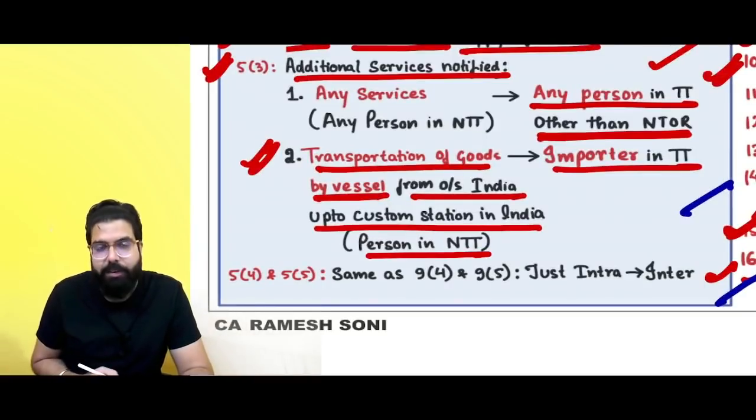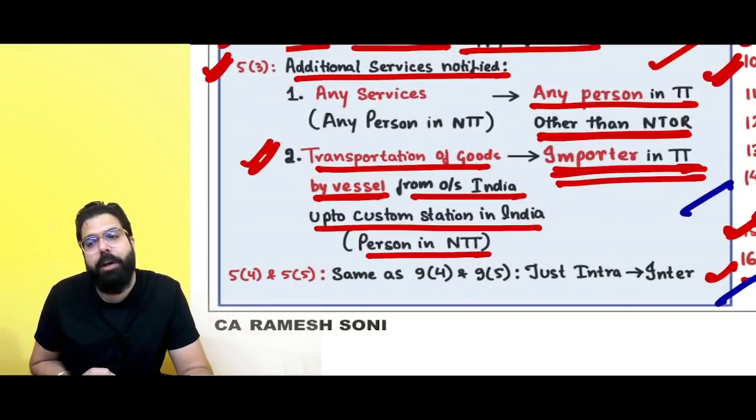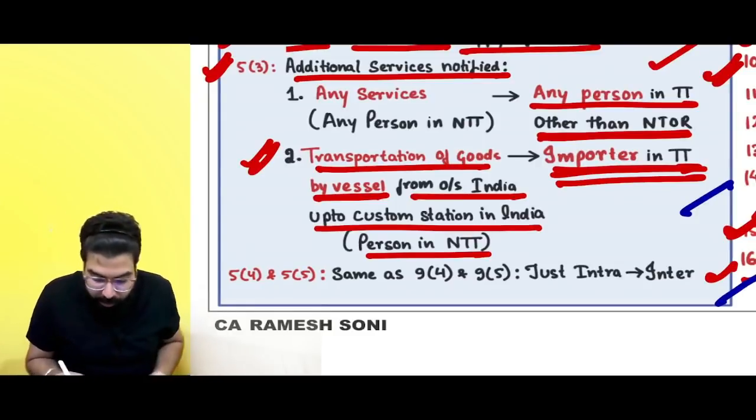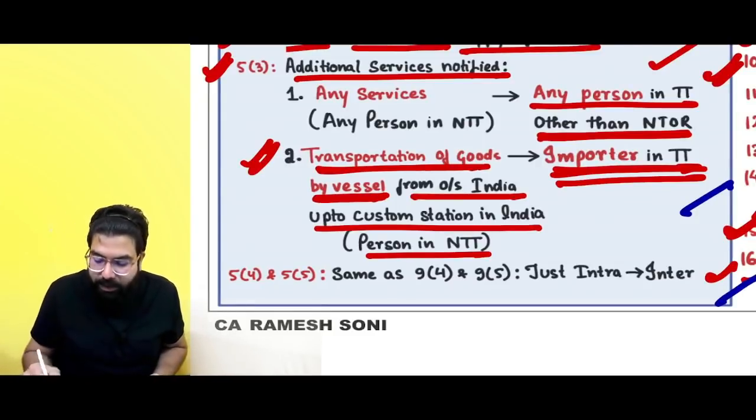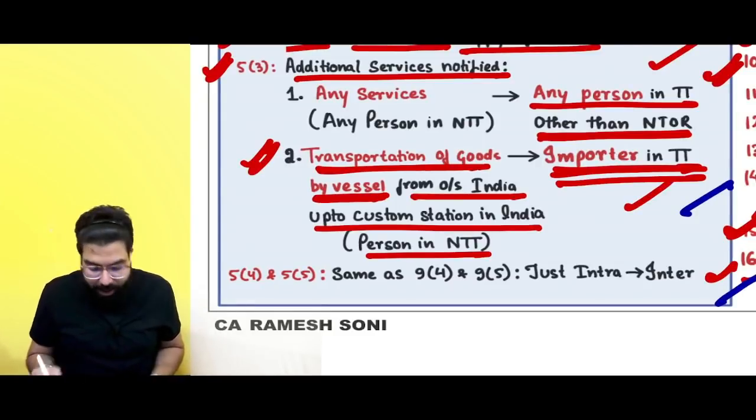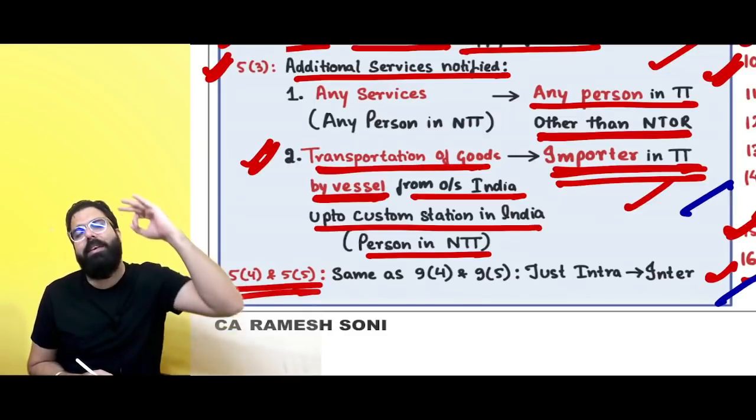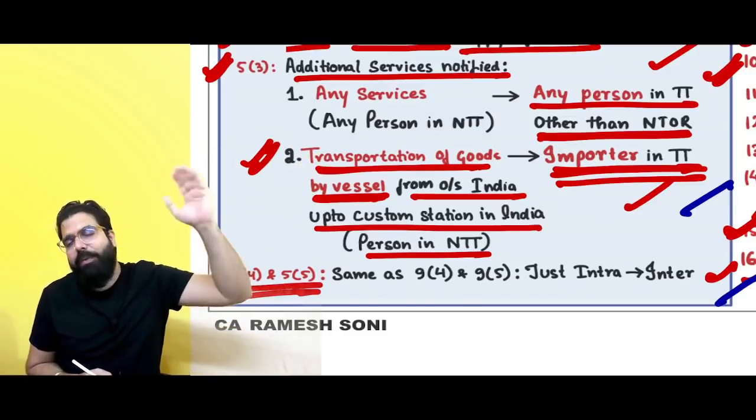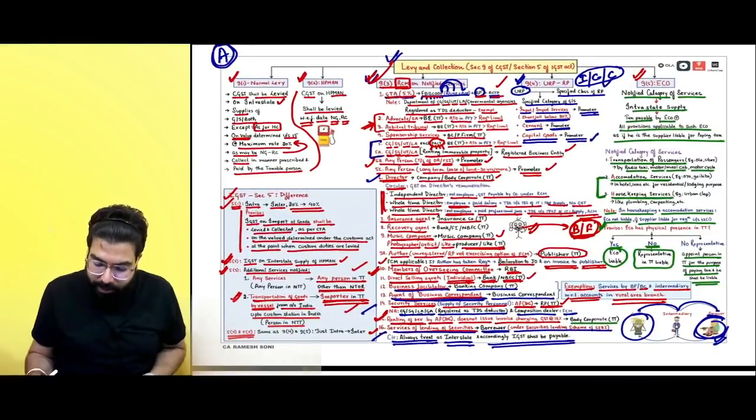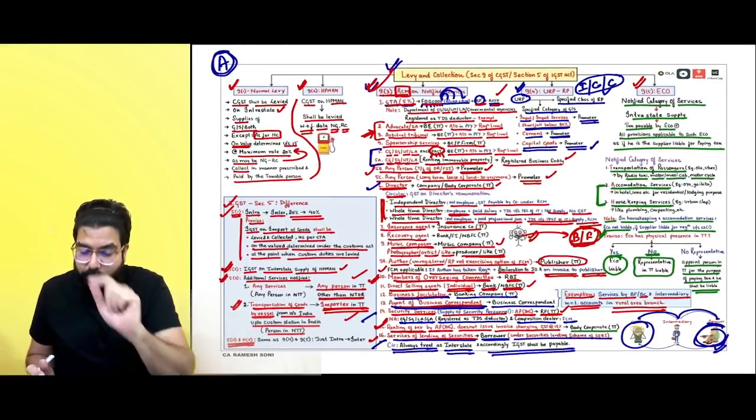So basically, a foreign shipping company, a person who is in the non-taxable territory, providing services to an importer, which is what? Sir, transportation of goods by vessel. Then the importer has to pay the GST under RCM. Then section number 5.4 and section number 5.5 are the same as section number 9.4 and 9.5. Only intra becomes inter. Yes, sir. Point is clear.